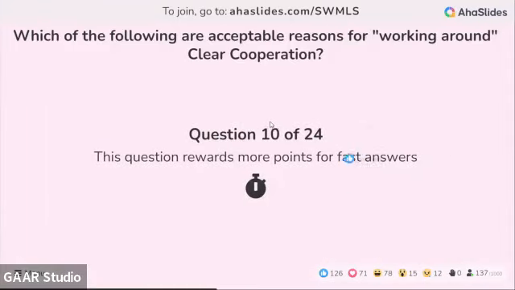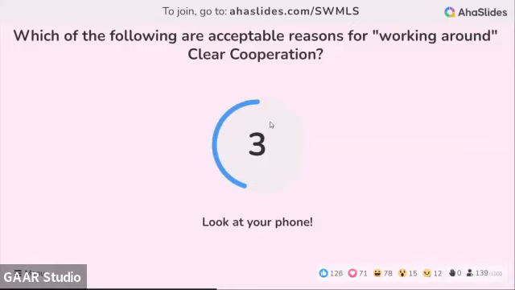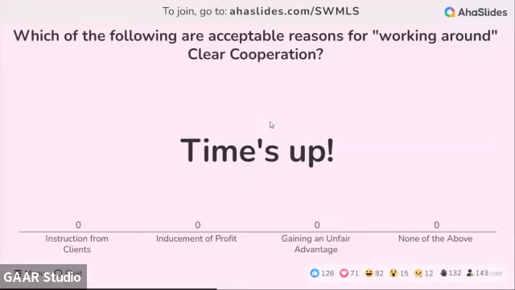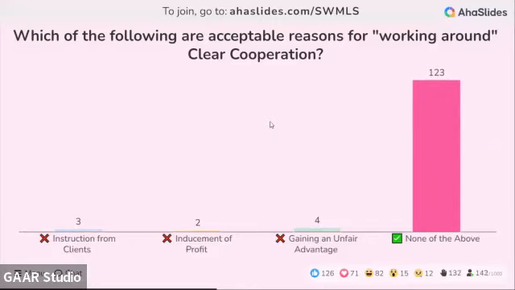Next up, question 10, 2 for this section. Which of the following are acceptable reasons for working around clear cooperation? You can guess what this one's going to be. Instruction from clients, inducement of profit, gaining an unfair advantage, or none of the above. This is another one I'm tracking, and I will send you compliance notices if you answer this one wrong. Not really, but 10 seconds left. Three, two, one. None of the above. There you go.